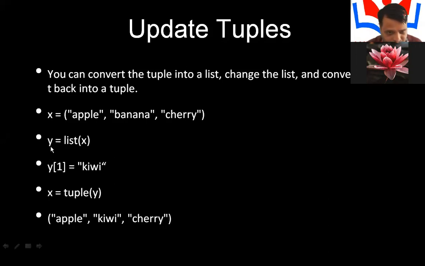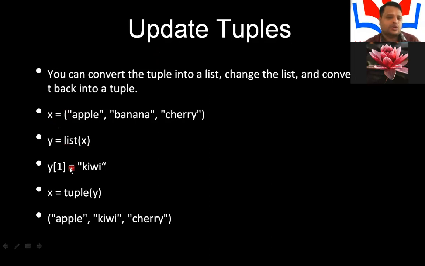Here you can notice that y equal to list of x. It means that I am going to convert the given tuple, that is x, into a list. Why do I want to convert it into a list? Because I want to do the updation. So in order to do the updation, I will be converting the given tuple x into the list here. So y equal to list of x.